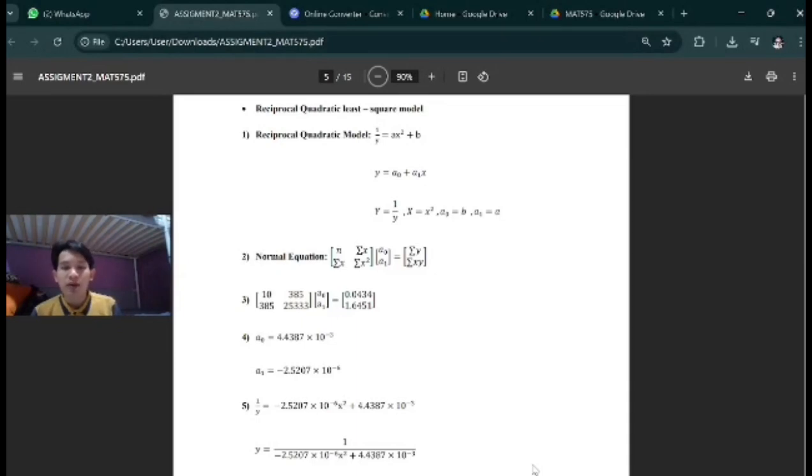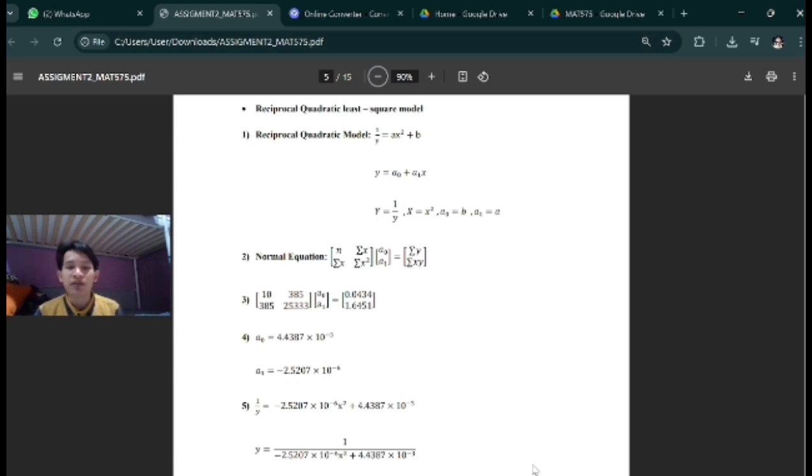Assalamualaikum warahmatullahi wabarakatuh. My name is Fazal Zikri bin Muhammad Sidi. I will present the final method, which is the reciprocal quadratic least squares model. The reciprocal quadratic model equation is 1/y = ax squared + b. Next we compare it to the general linear equation y = a0 + a1x, where y is 1/y, x is x squared, a0 is b, and a1 is a.